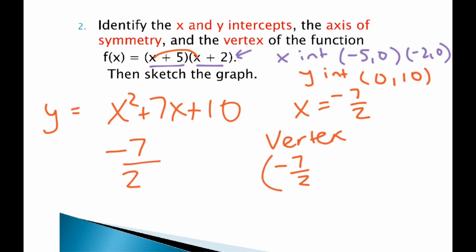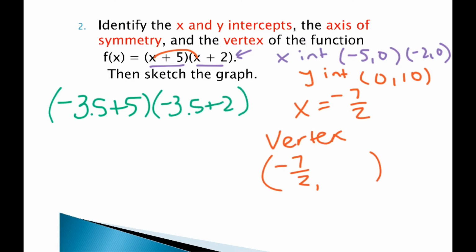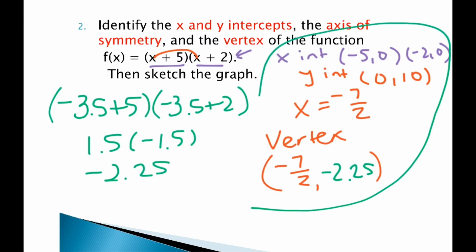So now to find the vertex, I know that it's negative 7 halves, and then I just have to plug in negative 7 halves right there for x and right there for x to find out what it's equal to. So in this situation, I think I'm going to use decimals. I don't normally do that, but negative 3.5 plus 5, and then negative 3.5 plus 2, that's going to give me 1.5 times negative 1.5, and that's going to be negative 2.25, and that's going to be my vertex. And so I've done everything that I was supposed to do using my equations.